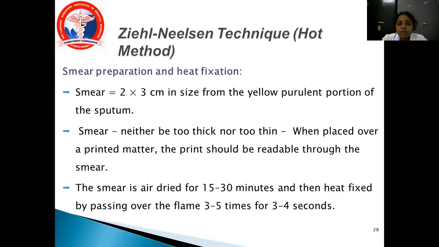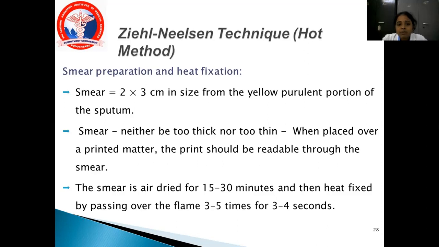So the smear is prepared and heat fixed. Here, in case of acid fast staining, we are finding out Mycobacterium tuberculosis. So what sample do we need? A sputum sample. In the previous slide on sample collection, for pulmonary tuberculosis, the preferable sample is the early morning sputum sample.